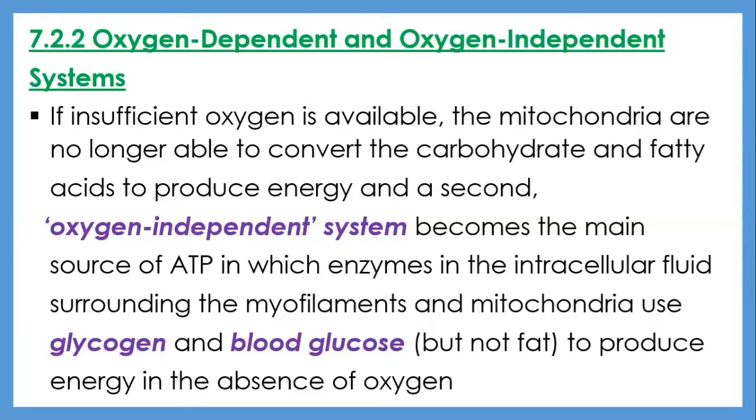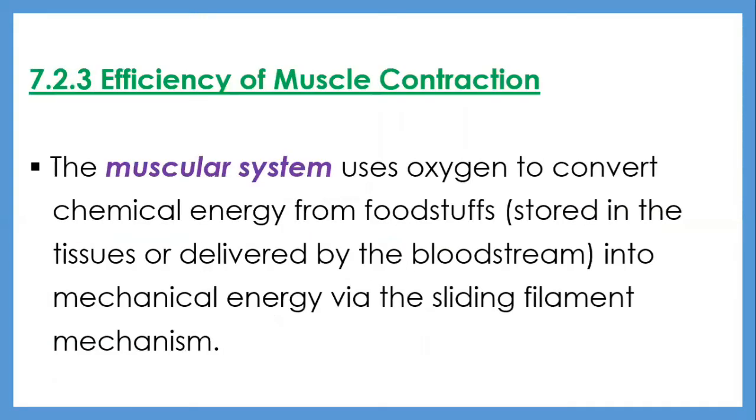And also, efficiency of muscle contraction. Here, the muscular system uses oxygen to convert chemical energy from foodstuff or stored in the tissues or delivered by the bloodstream into mechanical energy via the sliding filament mechanism. Now, this process has a certain efficiency. Yes, muscles are at best only 20% efficient in converting chemical reactants to mechanical output. And heat is the main byproduct of the process.